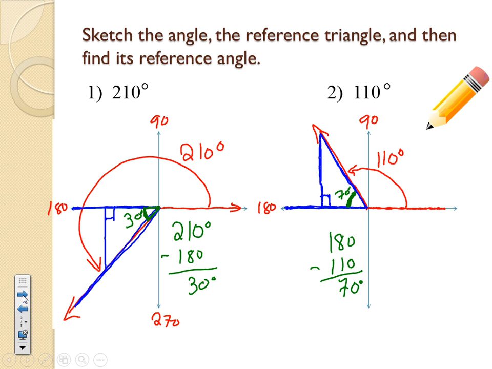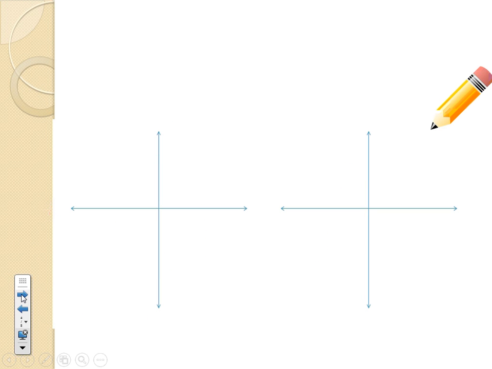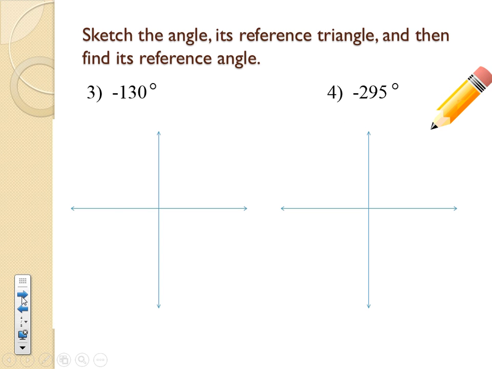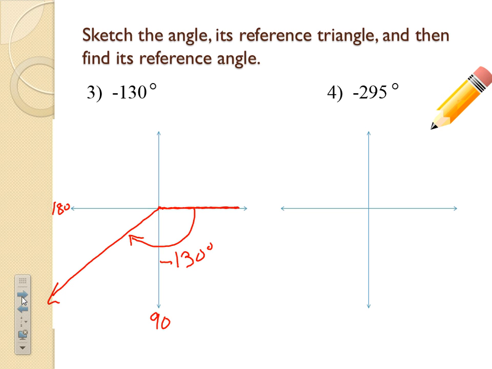All right, we have two more examples with using degrees. So make sure we get these down. These ones are a little bit different. This one we're going to go negative 130. So I start with my initial standard side. Here would be 90 because I'm going negative. Here would be 180. I'm between the two, so I'm going to be about right here. This is a negative 130 degrees.